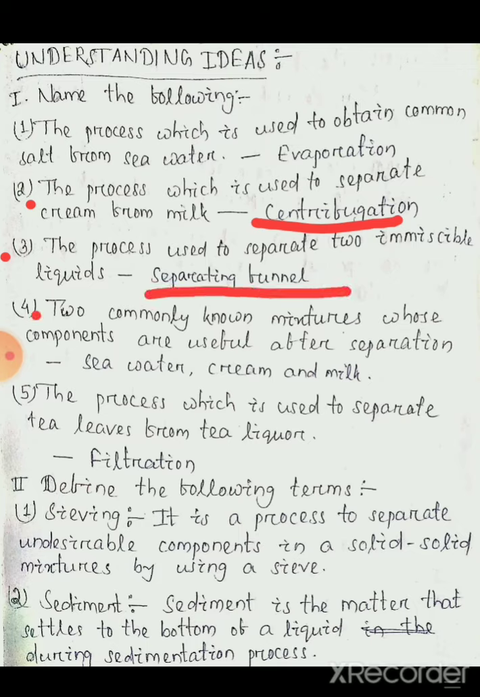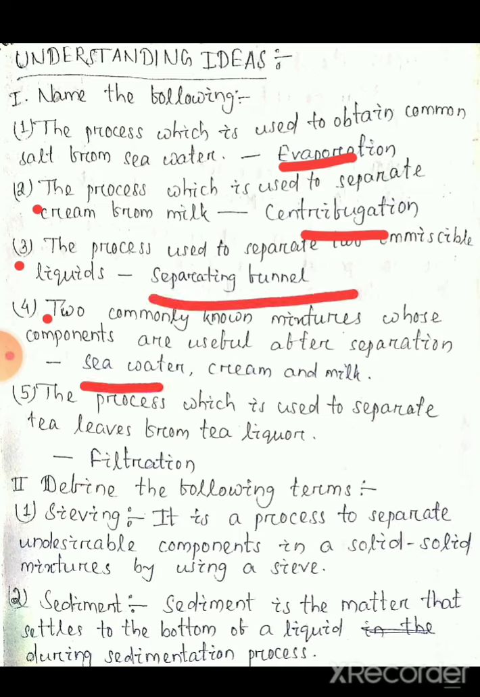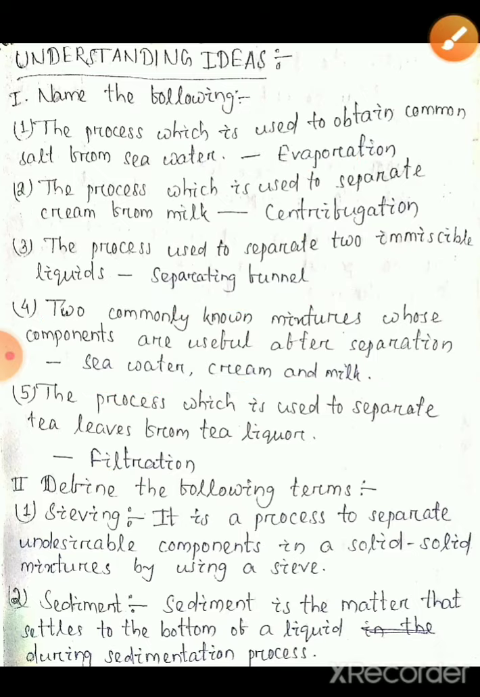Fourth one, two commonly known mixtures whose components are useful after separation. Two commonly known mixtures, that is seawater, cream and milk. Okay. The fifth one, the process which is used to separate tea leaves from tea liquor, that is filtration, because by the use of filter paper we can separate tea leaves from tea liquor. Okay. For first one, evaporation. For second one, centrifugation. For third one, separating funnel. For fourth one, seawater, cream and milk. Fifth one, filtration.